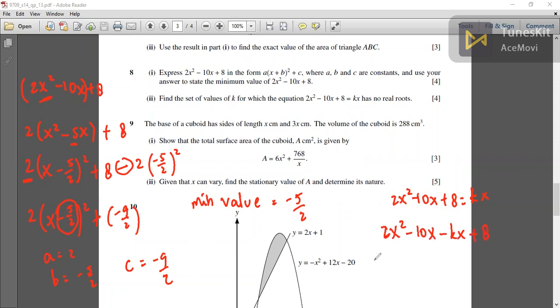So remember, if it says no real roots, the discriminant is smaller than 0. And the formula for the discriminant is b squared minus 4ac. So here we have to state a, b, c first. The a will be 2, and then the b will be minus 10 minus k. C will be 8.